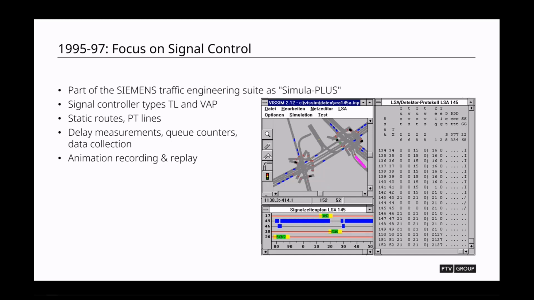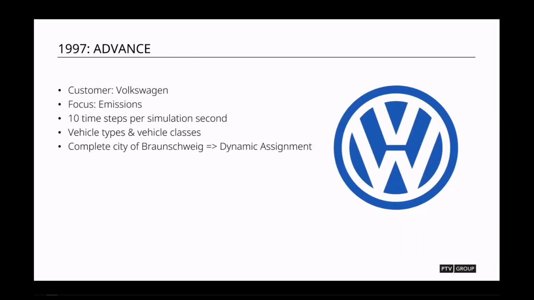And we added things like static routes, PT lines, more evaluations, delay measurements, and so on, and also animation recording and replay. And then the big next step was in 1997, when Volkswagen approached us, and they wanted to save the world by doing emission calculation.